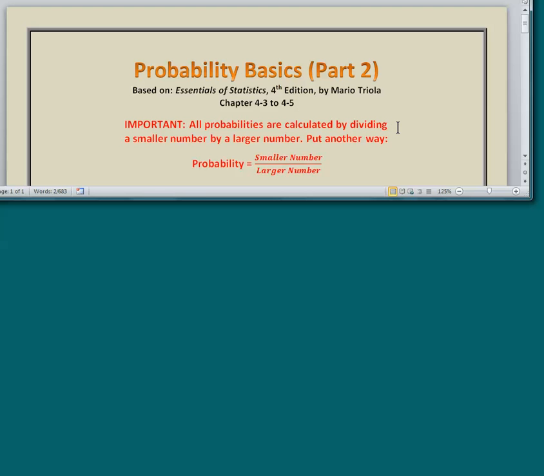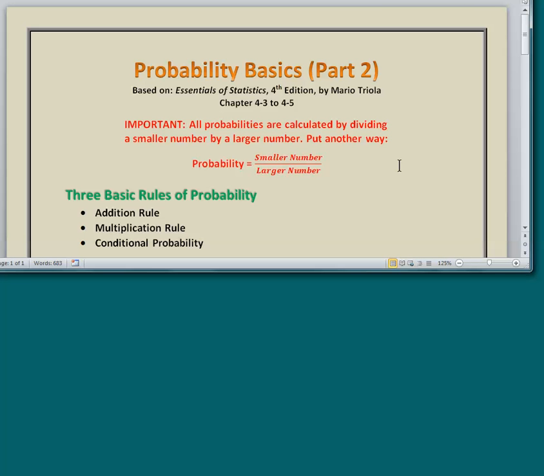Notice this language in red here. Important: all probabilities are calculated by dividing a smaller number by a larger number. Put another way, any probability equals a fraction, a ratio where the smaller number goes on top and the larger number goes on the bottom, which means your answer is always going to be less than 1 if you think about it. So bear that in mind as we go through all these problems, and when you're ever in any doubt, if you have two numbers, the small number is going to go on the top and the big number is going to go on the bottom.